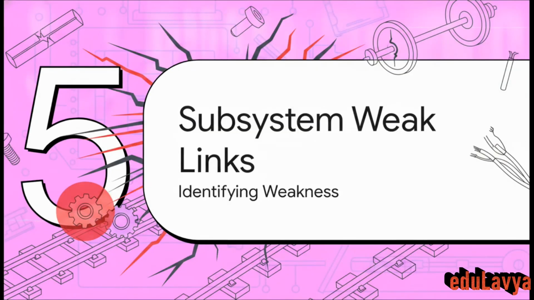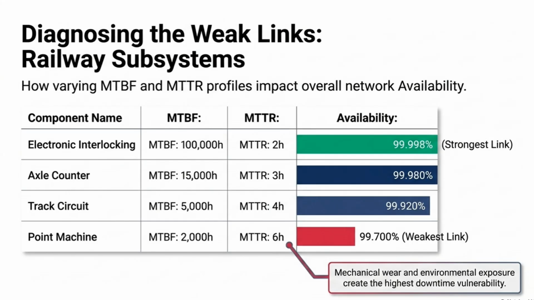Part 5. Railway subsystem weak links. Let's look at some real data and compare two totally different subsystems. Check out the top row. Electronic interlocking, which is basically the digital brain of the signaling system, boasts an astronomical mean time between failures of 100,000 hours, paired with a tiny 2-hour repair time. That yields an incredible availability of 99.998%. But then, look down at the bottom row.